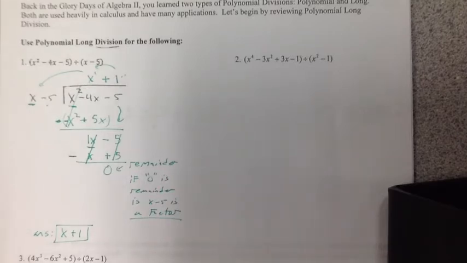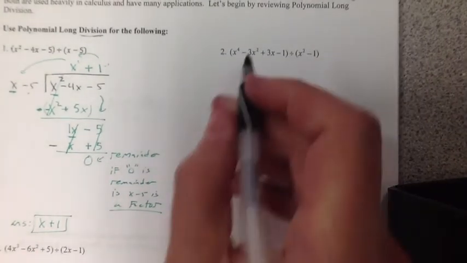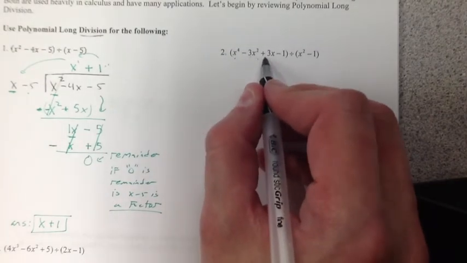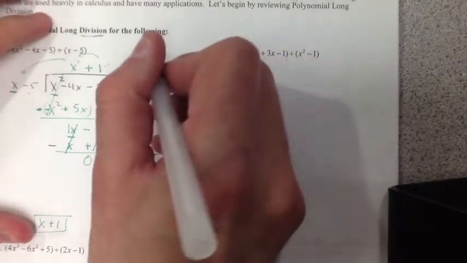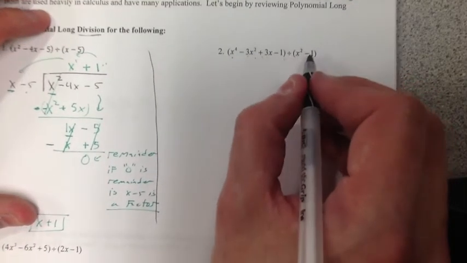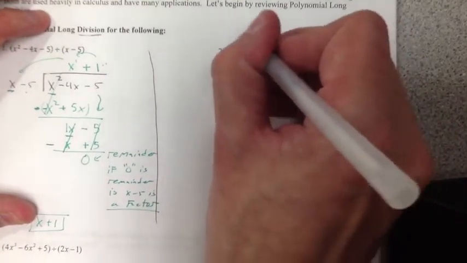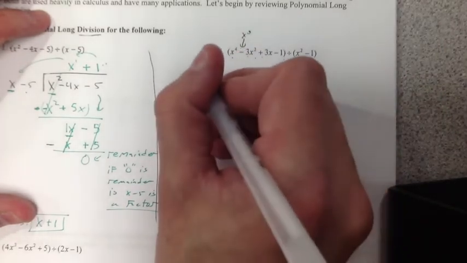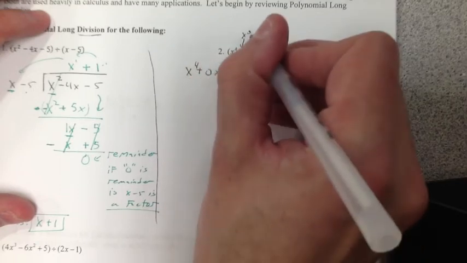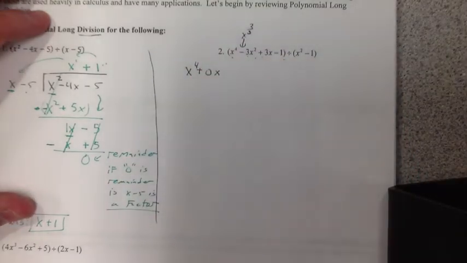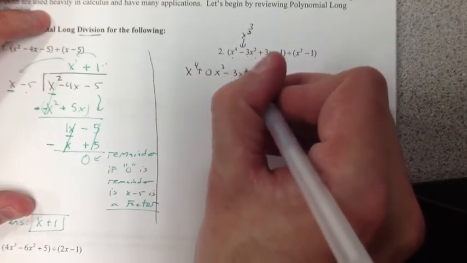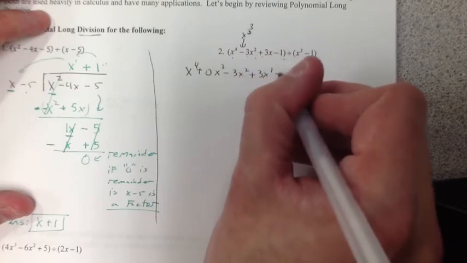Let's take a quick look at number 2 together. Now, same idea, except notice we have different powers. x to the 4th, x squared, 3x, and 1. So, this is going to be a slightly longer one. And I'm dividing by x squared minus 1. Now notice what we're missing here though. We're missing an x cubed power. So we have to add that in. So it's really saying x to the 4th plus 0x cubed minus 3x squared plus 3x to the first minus 1.